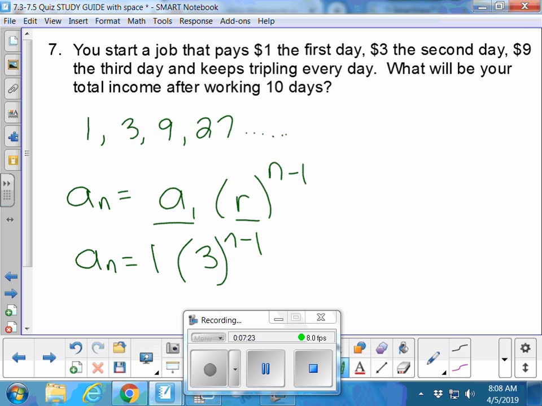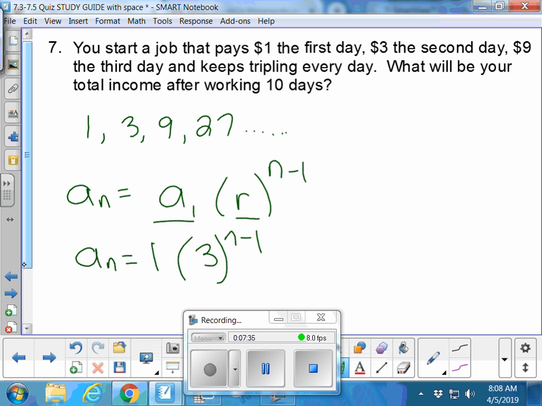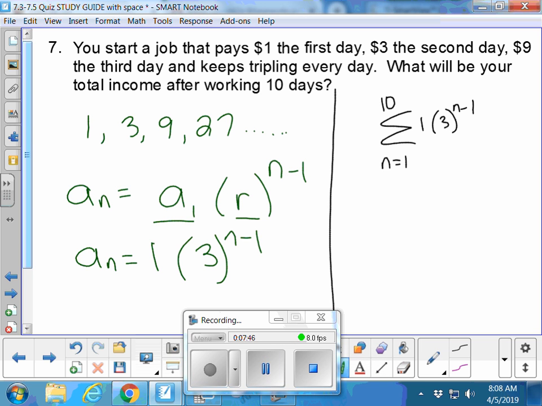Now, this is interesting. They're not asking what your income is on day 10. They're asking what your total income is after working 10 days. So mathematically, let me show you what they're asking. They're basically saying, go from day 1 to day 10 and total this sequence up. Does that make sense? And we have that special button in the calculator. You are more than welcome to use it on this problem.